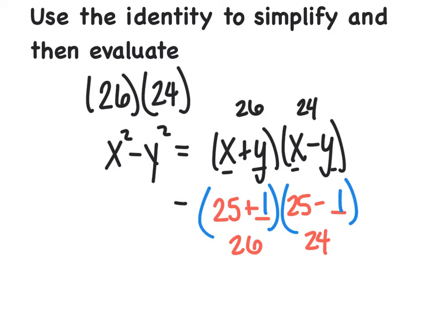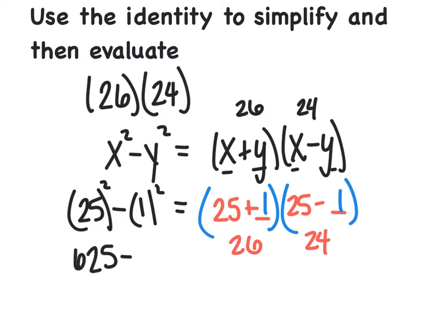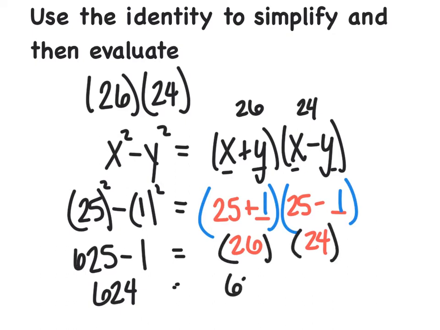Alright, so that must mean my x value is 25 squared minus my y value is 1 squared. And we just said 25 squared is 625 minus 1 squared, so I know that this must be 624. And again, I can grab my calculator and verify that 26 times 24 is 624.